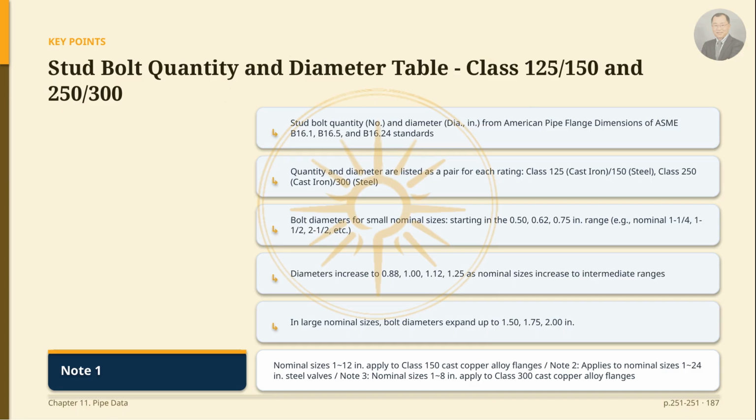Rather than memorizing all the values, please first check the nominal size and class of the flange you are designing, and then find the appropriate bolt specifications in the table. In particular, the application range for cast copper alloy flanges or steel valves differs as shown in the bottom notes. So please be mindful of this when determining actual fastening specifications.